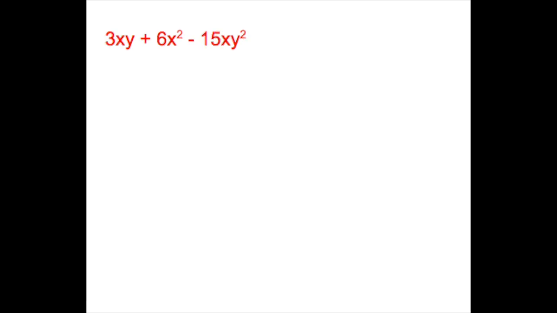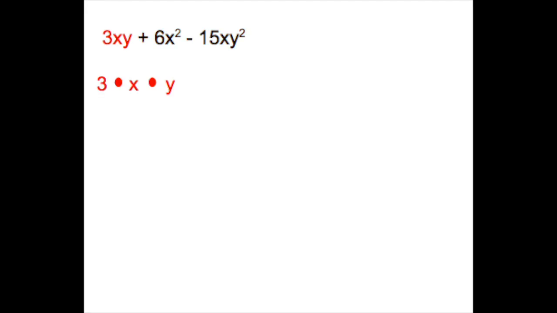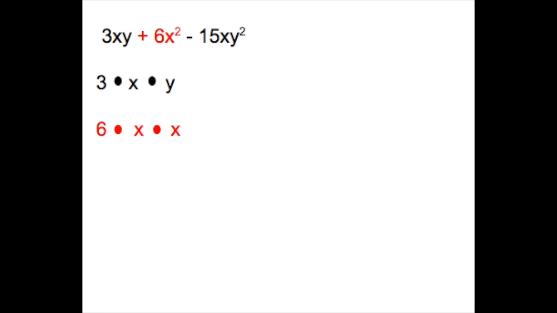Let's do another example, 3xy plus 6x squared minus 15xy squared. This is a three-term polynomial, unlike our previous examples which have been two-term polynomials. We will follow the same strategy and write each term in expanded form. 3xy would be 3 times x times y. Positive 6x squared would be 6 times x times x. And negative 15xy squared would be negative 15 times x times y times y.